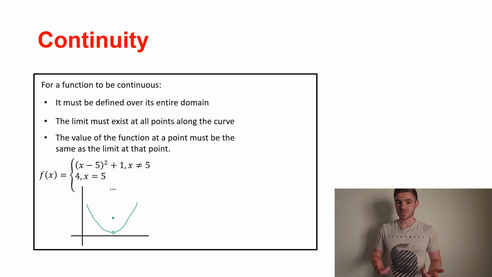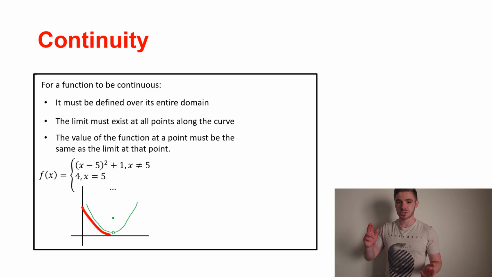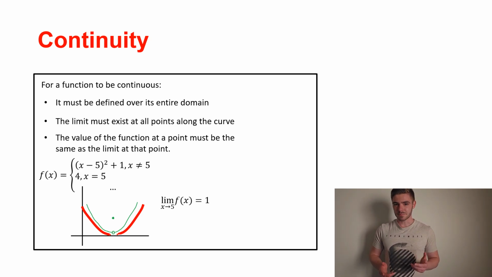This piecewise function is defined at all points along its domain, so it passes the first criteria. The limit also exists at that point, because the limit as approached from the negative side is the same as approaching from the positive side. That's the second criteria met. However, the third criteria isn't met. The limit is not the same as the value of the function at that point. This function is discontinuous, and you could probably tell that just by looking at the graph.